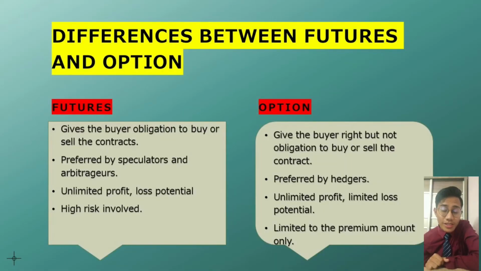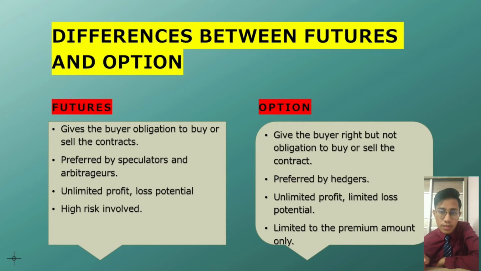Now we're going to look at the differences between futures and options. A futures contract gives the buyer the obligation to buy or sell the contract. Meanwhile, an option gives the buyer the right but not the obligation to buy or sell the asset or the contract.